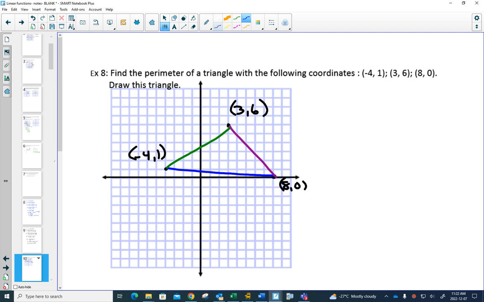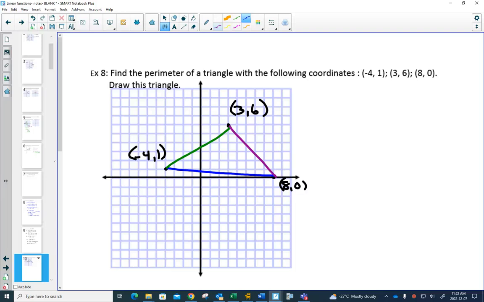Kinda looks like it's a right angle triangle. Almost looks like a right angle triangle. I'm not sure if it is or not. So if we want to find the perimeter, does it make sense that you have to find out how long the green line is, how long the purple line is, and how long the blue line is? Okay? Which one do you want to find first?